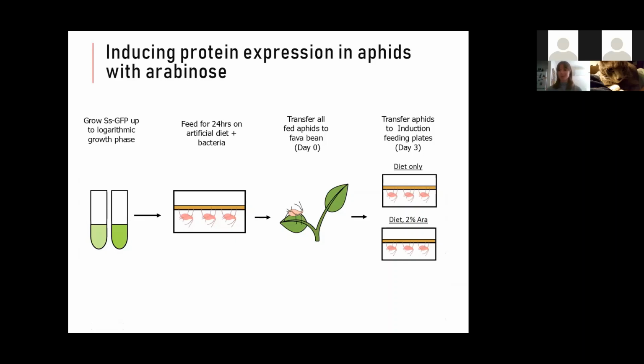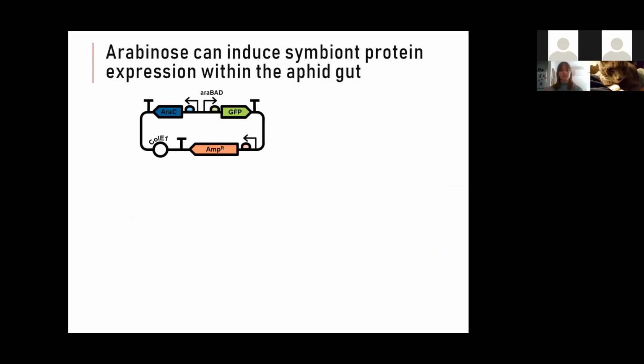So the way the protocol works is pretty similar to the one that I showed you before. I grow up the bacteria to log phase, feed aphids on diet spiked with that bacteria, move them back to plants, and then after 3 days, after that bacteria has gotten a little bit of time to establish, I'll feed them on the inducer, which in this case is arabinose.